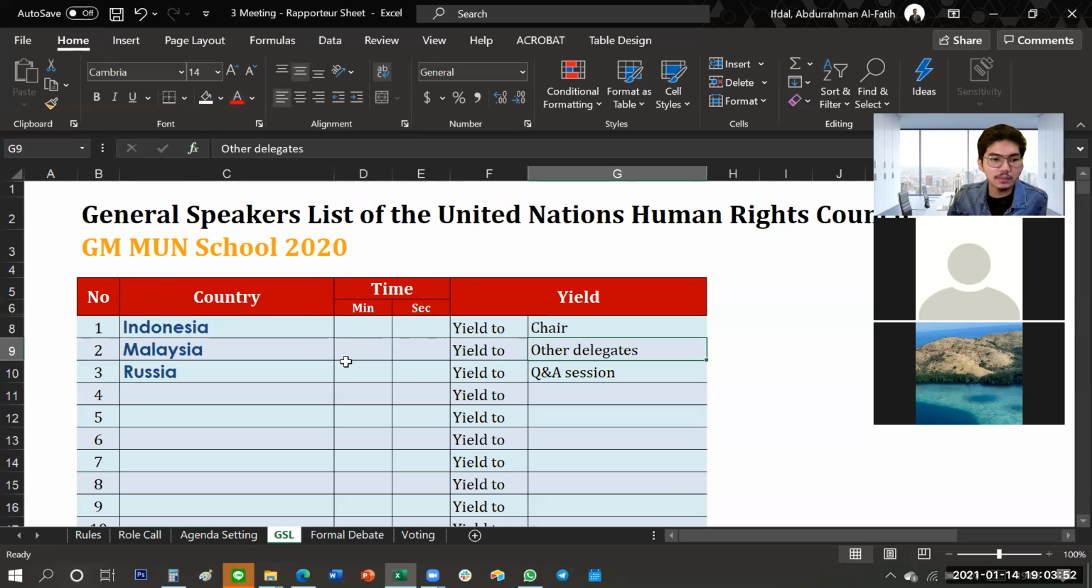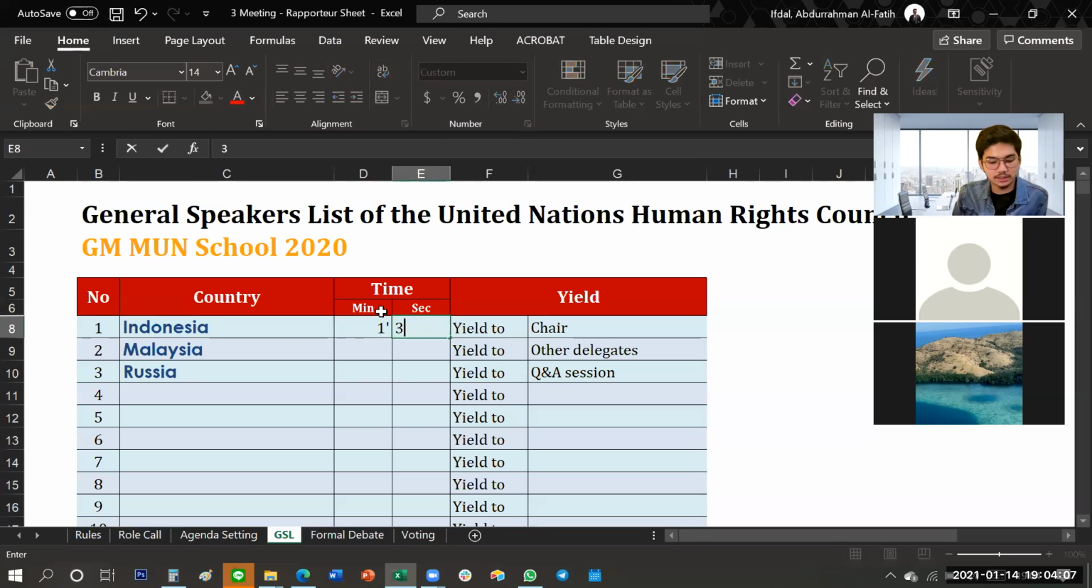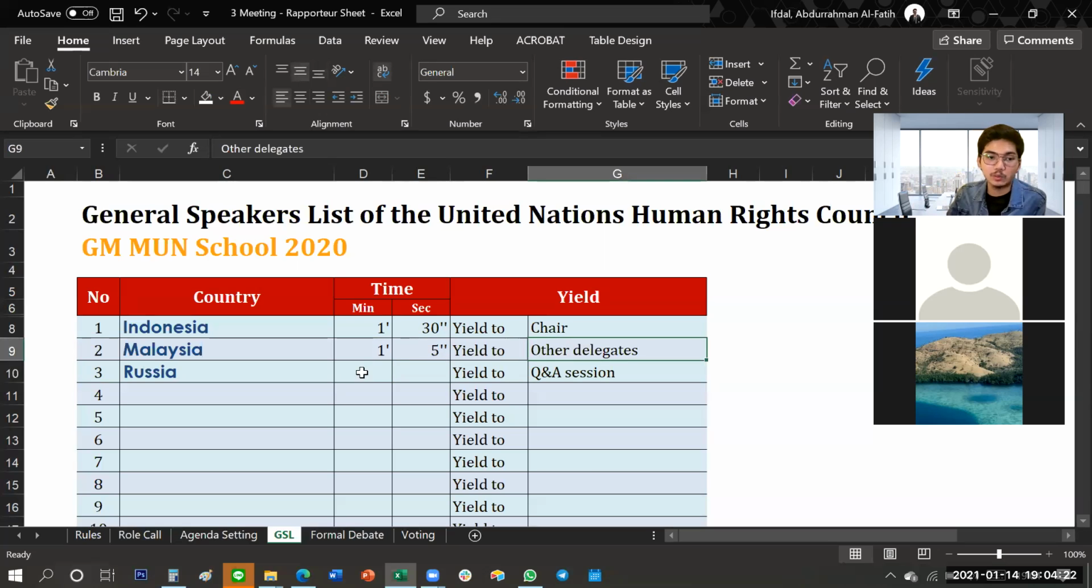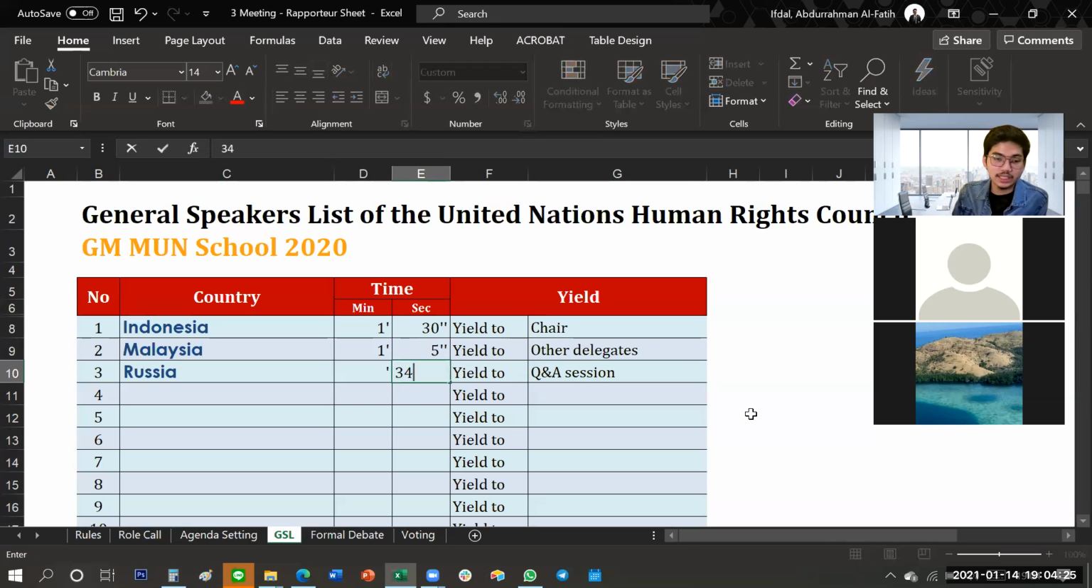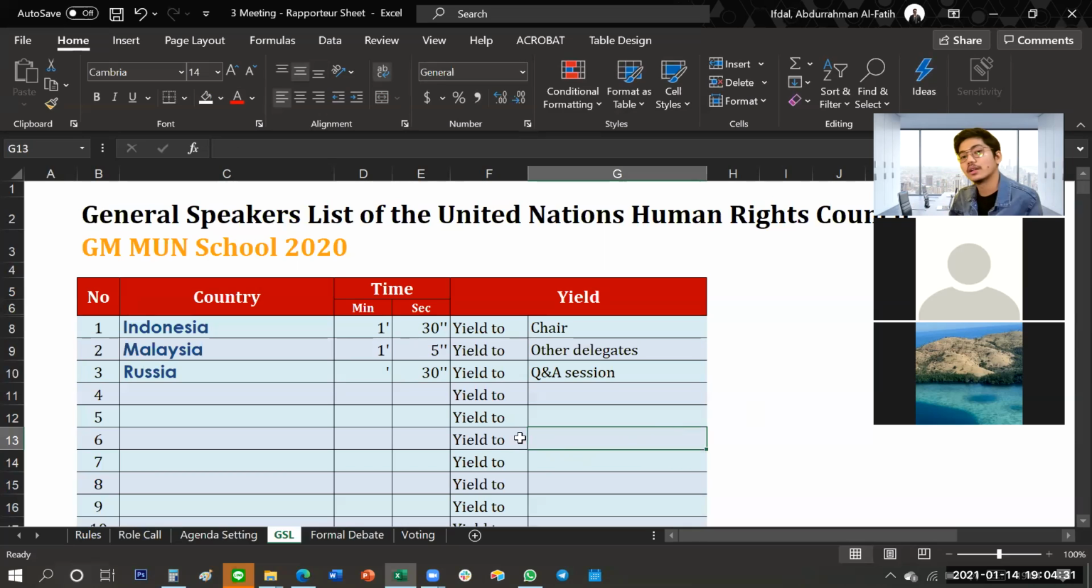For example, Indonesia, Malaysia, and also Russia. So this is where the chair will track your speaking time. Okay, for example, Indonesia speaks for 1 minute and 30 seconds. But Malaysia only speaks for 1 minute and 5 seconds. So there are 25 seconds left. It's a lot of time. You can yield to other delegates. But Russia only talks for 30 seconds out of 1.5 minutes, which means that Russia still has 1 minute left. Russia can also yield to a Q&A session.